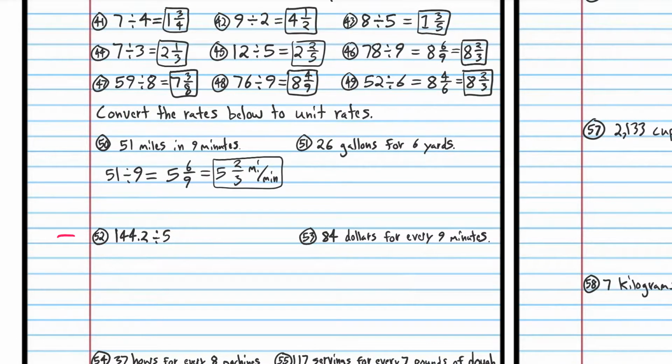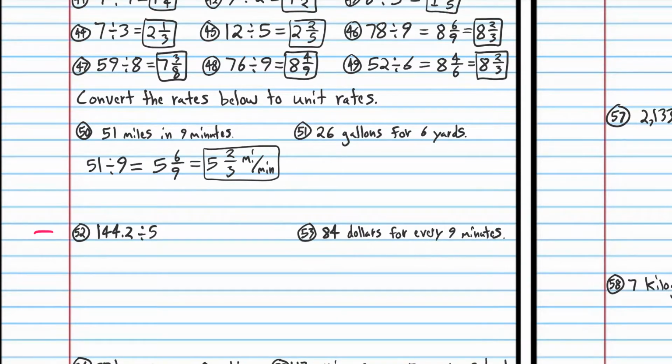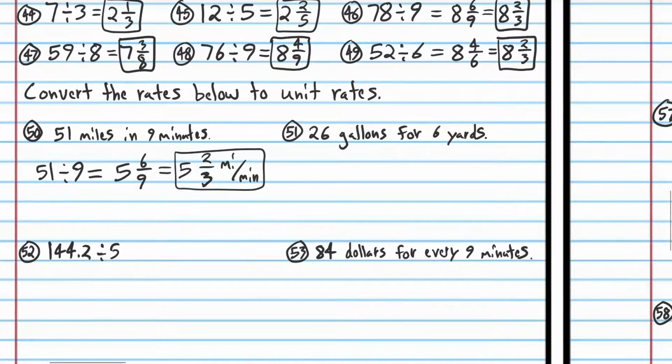So we're just finding unit rates, but we're writing the unit rates with mixed numbers. Again, we touched on this a little bit in the ratios and rates class, but we're going into more detail now. All right, number 51. Why don't you try number 51, and when you come back, we'll do it together.